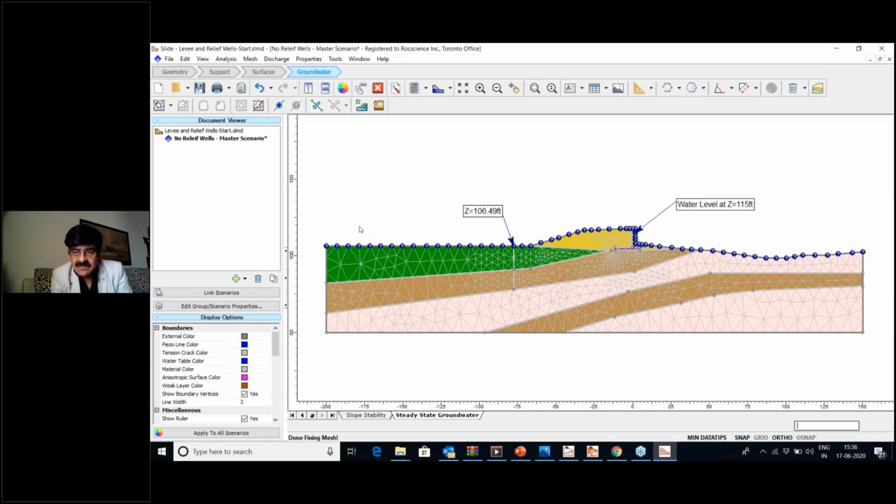Okay, so this has been done, and we have to apply the boundary condition. As we know, the water level is 115 feet here, so we need to specify the boundary condition here.